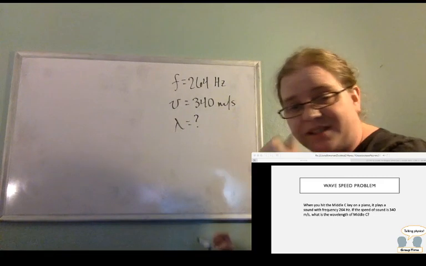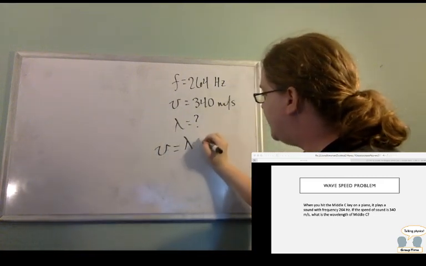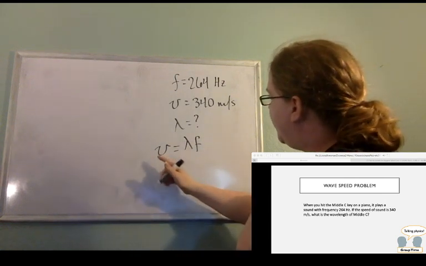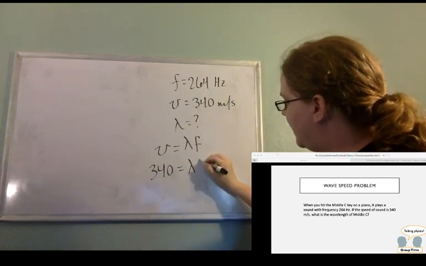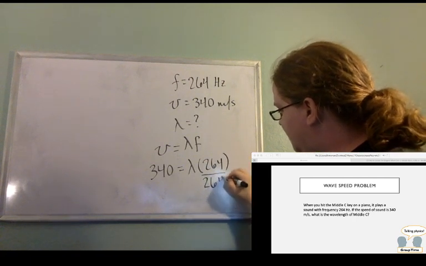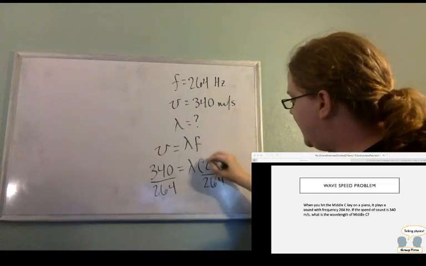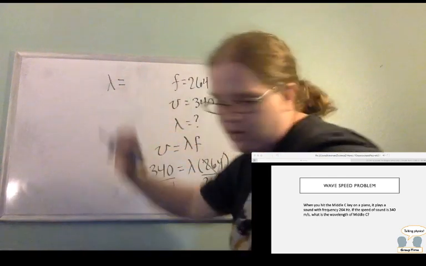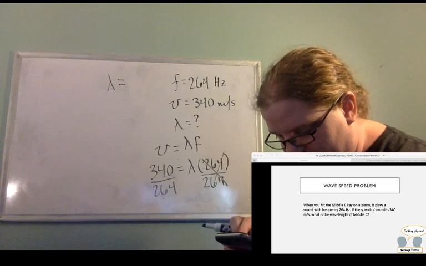So in this case, it makes a lot of sense to use our second equation. Velocity is wavelength times frequency. So if we plug in, we've got 340 equals unknown wavelength times 264, and we divide both sides by 264. And then this cancels, so we're left with lambda is 340 divided by 264, which I think is like 1.2 or 1.8. Let me double check.